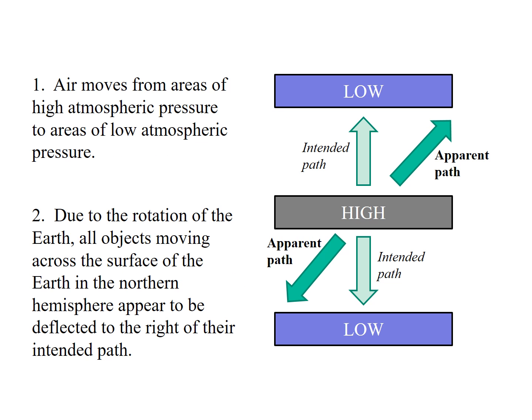Air always wants to move from zones of high atmospheric pressure towards zones of low atmospheric pressure. In the diagram on the right, this is indicated as the lines in light green of the intended path. Due to the rotation of the Earth, winds appear to be deflected to the right of their intended path in the northern hemisphere.